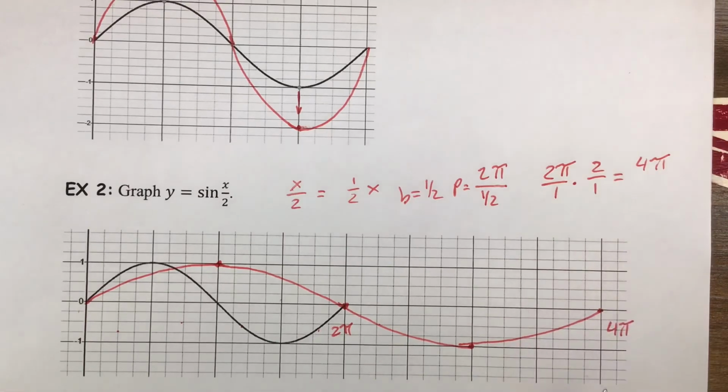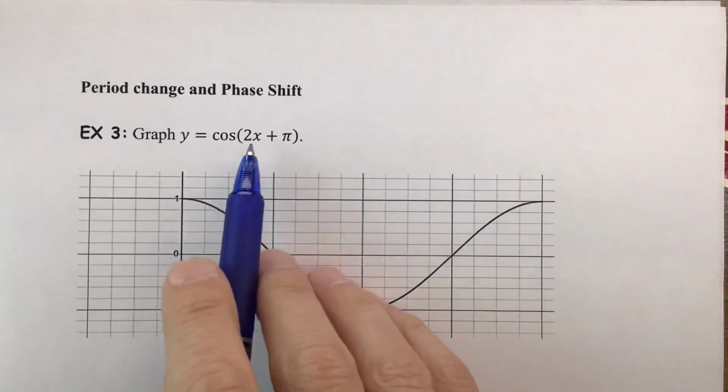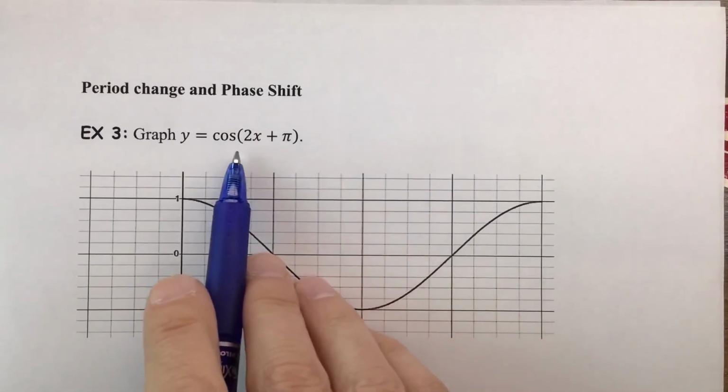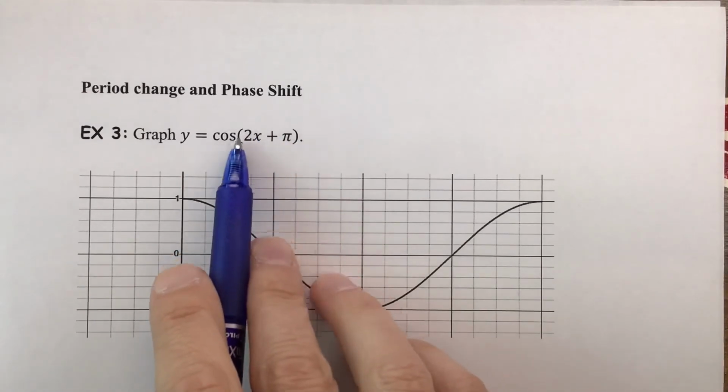All right, and that's about as good as I'm going to get that graph there. All right, for example number 3, we're going to look at 2 transformations. You're going to see inside the parentheses, we have a b value and we also have a c value. So everything's going to happen inside of here.